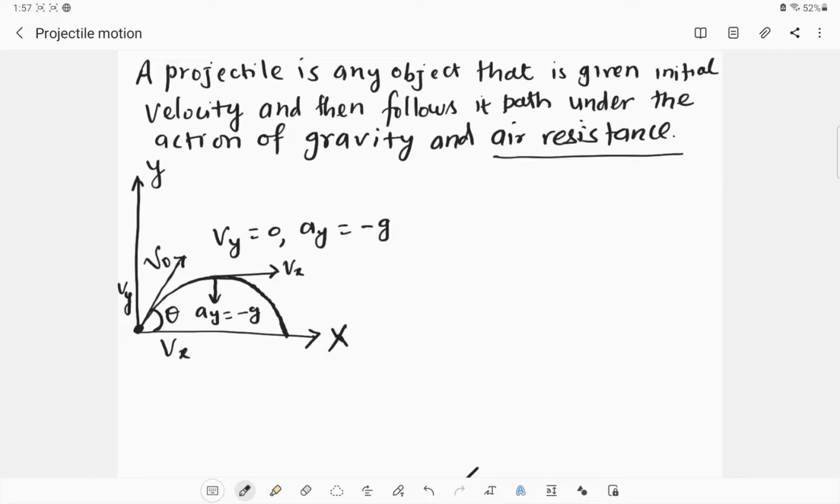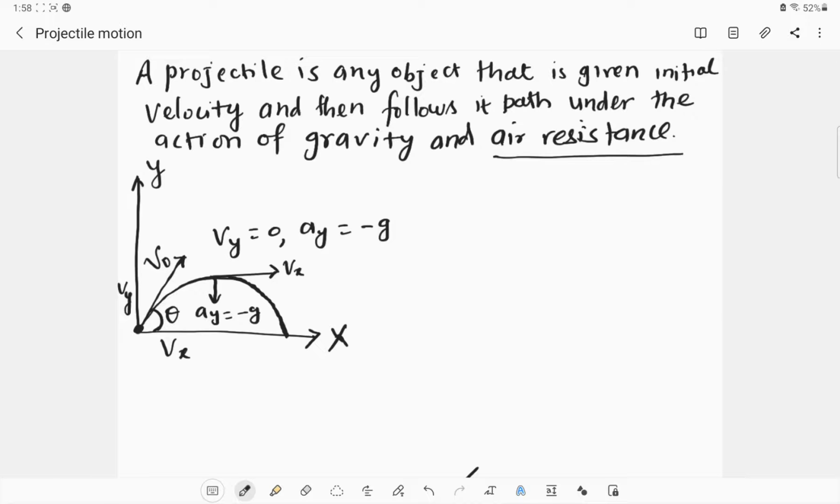So look here, v naught is the velocity, and it has two components. This is two-dimensional motion, so we can split it into two components. The x component is denoted by vx, and the y component is denoted by vy. So let's look first at the conditions, what the velocity and acceleration will be at different points.